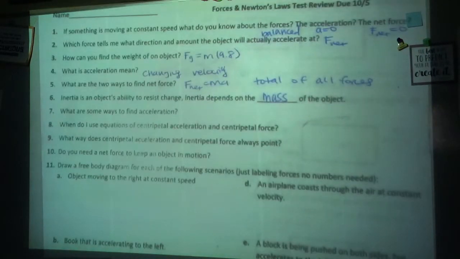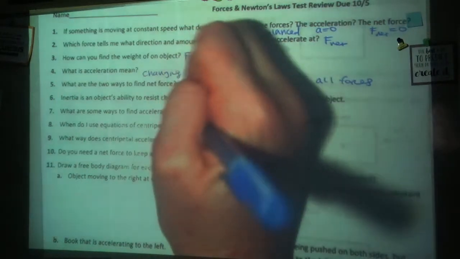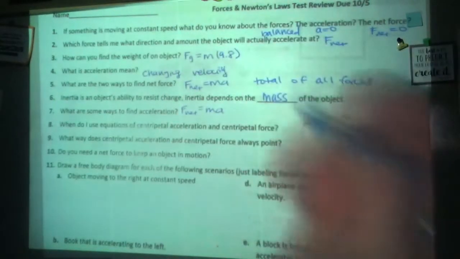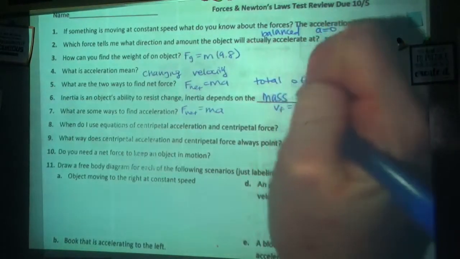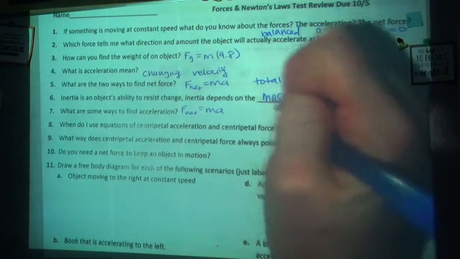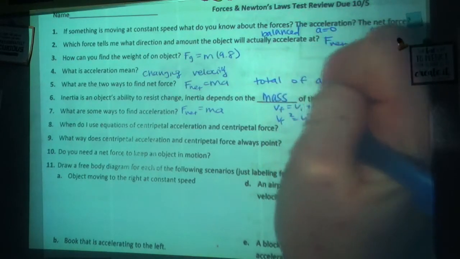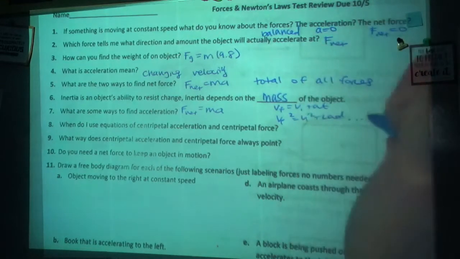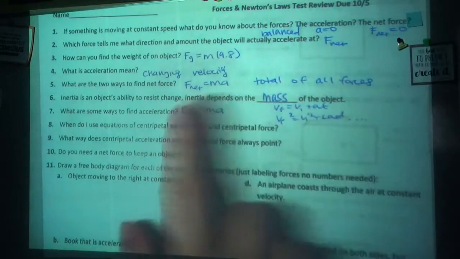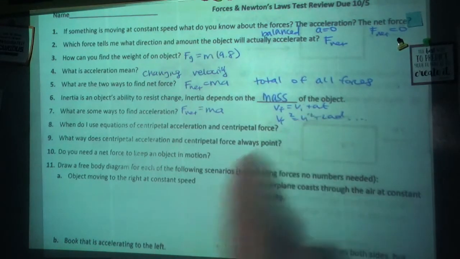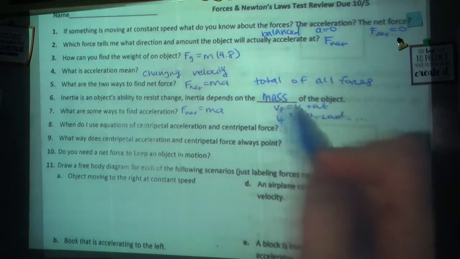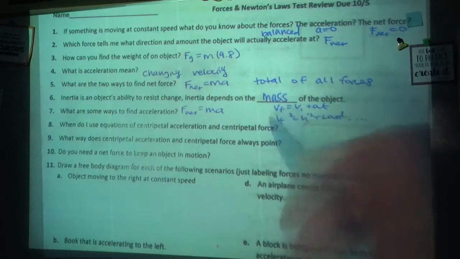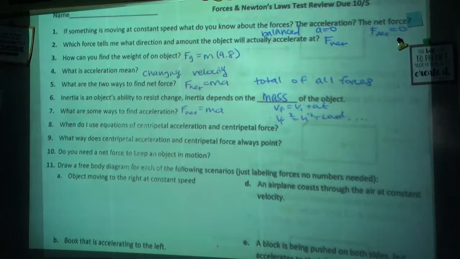The different ways to find acceleration, so you can use F net equals ma, or you could be using your Vf equals Vi plus at, Vf squared equals Vi squared plus 2ad, etc. I'm not going to write them all out. One of those equations also can help you find acceleration, and you'll know to use that based on what it's given. If it gives you initial and final velocity, then you're going to use those equations.